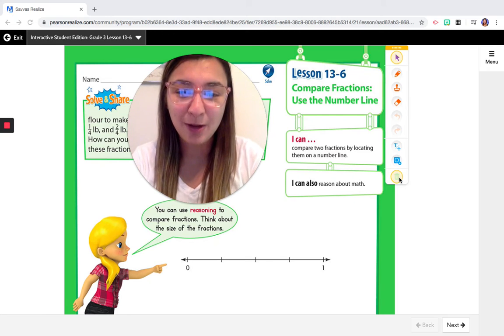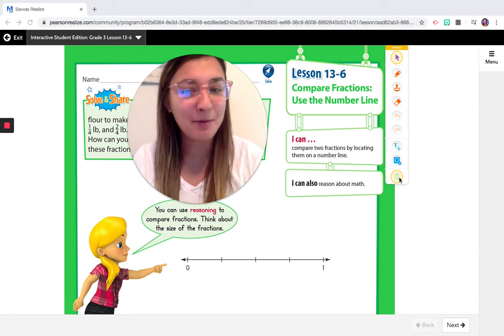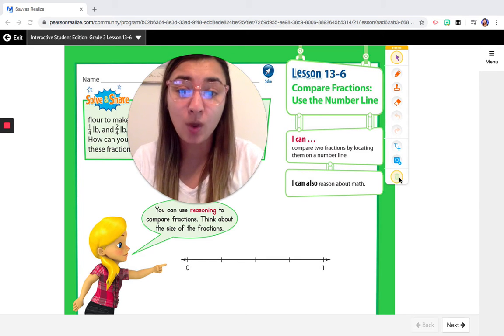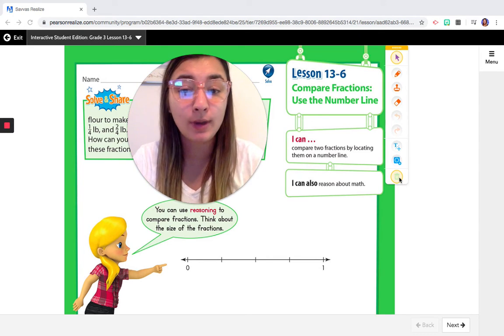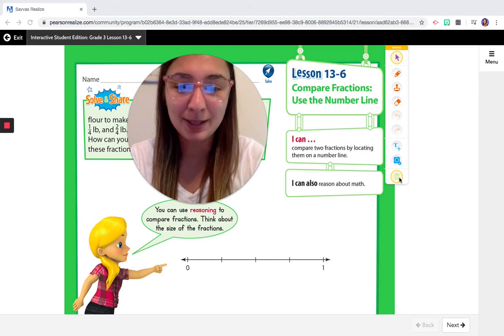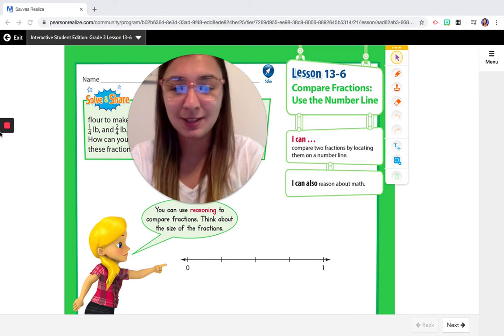Hey everyone, so we're back with another math lesson. Again, we're working on fractions. So we're going to take what we learned on Monday about equivalent fractions, and today we are going to compare fractions using a number line. So I'm going to make myself smaller and we will get started.